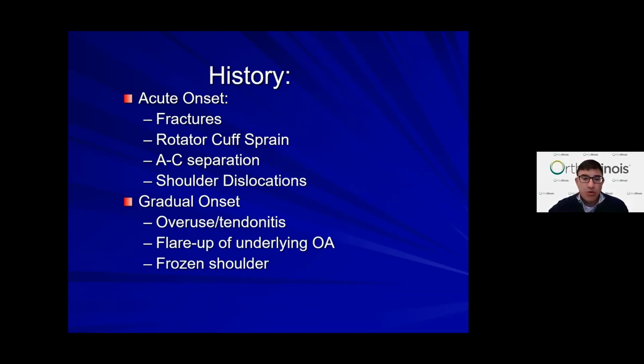tendonitis, like rotator cuff tendonitis or biceps tendonitis. Sometimes patients can flare up underlying osteoarthritis, which can temporarily cause dysfunction in the shoulder. And finally, we'll talk about frozen shoulder, which is otherwise known as adhesive capsulitis, which is a process where the shoulder, often due to some minor insult, will develop some inflammation in it, which results in significant pain and stiffness.